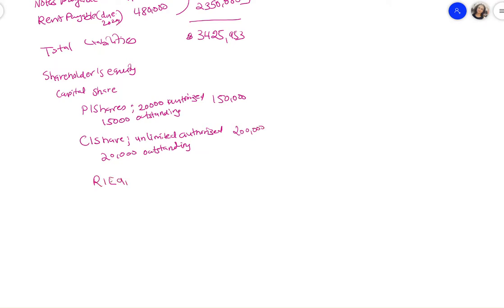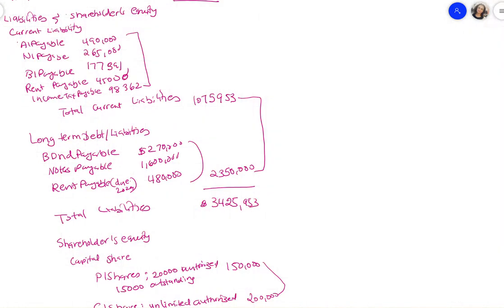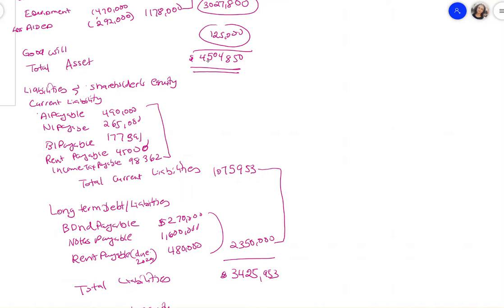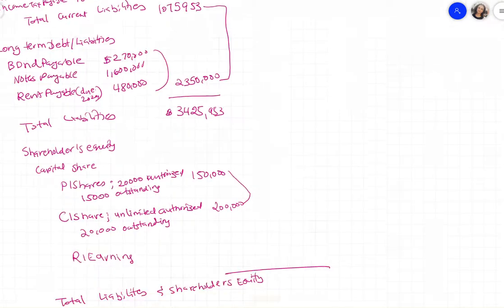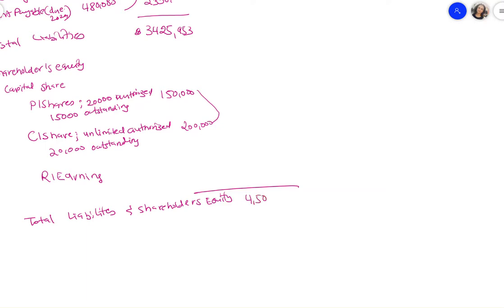Now what else are we left with? We are left with the retained earnings, and they didn't tell us what the retained earnings are. So we needed to figure that out, because we don't know it. But we know our total liabilities and shareholders' equity is equal to our total assets. We could figure it out, because we do have the total assets, which was 4,504,850. So let's put that in here, 4,504,850, and this is the only X we have.